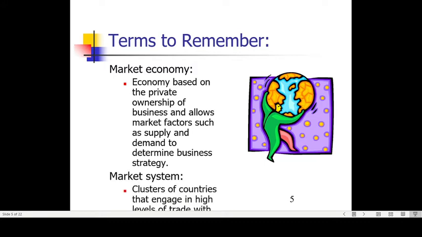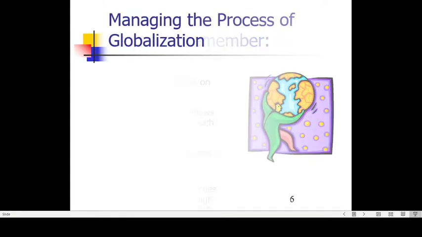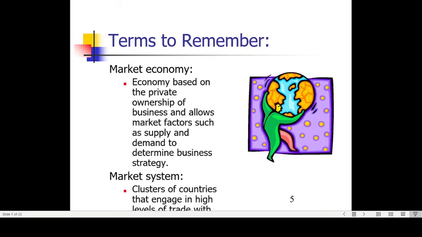And then when we say market system, this is the process of the cluster of countries that engage in high level of trade and economy, no? So, market system, this is the process wherein, for example, Singapore and Philippines, they are engaged with the level of trade for import and export system. And that's their system, no?